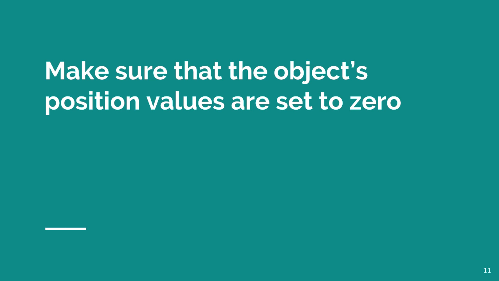And if you're wondering how to do that, it's in the inspector at the top right of the screen. There's a transform panel, and you want to make sure that those top 3 numbers are all set to 0.